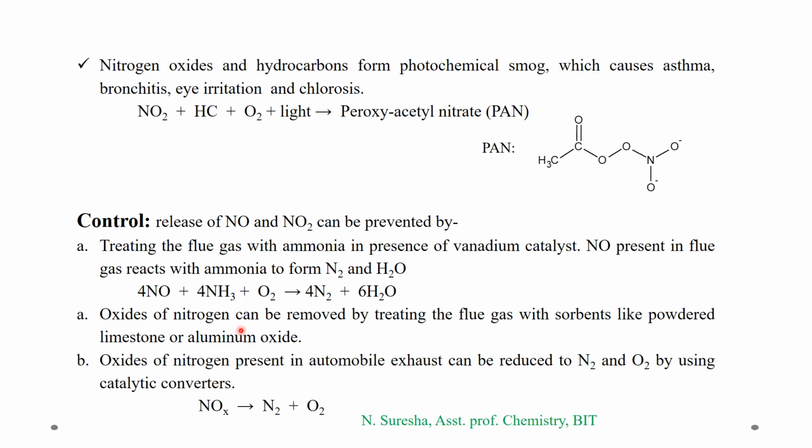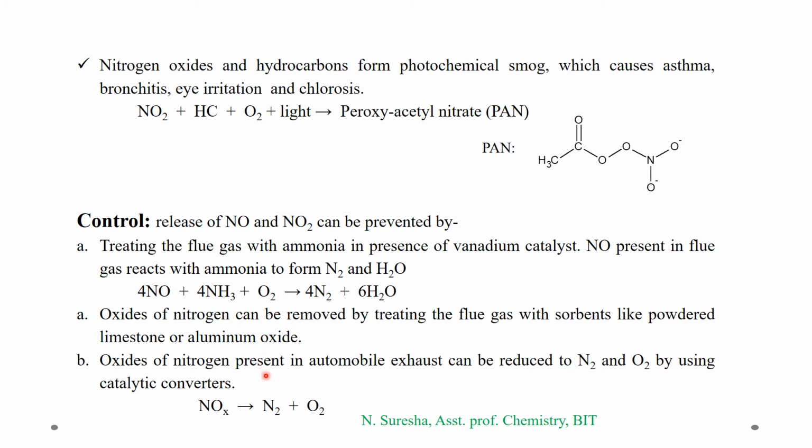Oxides of nitrogen can be removed by treating the flue gas with sorbents like powdered limestone or aluminum oxide. By passing these oxides of nitrogen through the sorbents like limestone and aluminum oxide, we can reduce the release of oxides of nitrogen into the atmosphere.